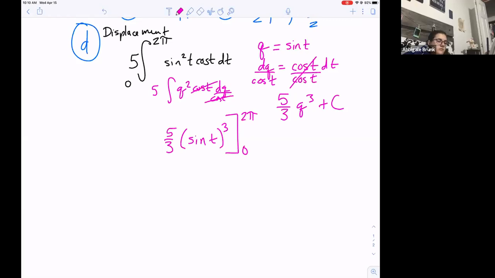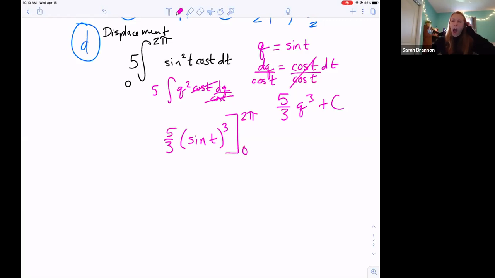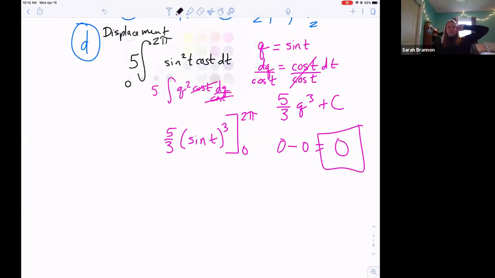My guess is that all these are going to cancel out. If we plug in 2 pi, isn't sine of 2 pi 0? Yes. And then sine of 0 is 0. So you plug in 0 and cube it and take it times anything, it's 0. This is 0 minus 0, which is 0. So the displacement I probably could have predicted. Is that okay for everybody? Yeah.